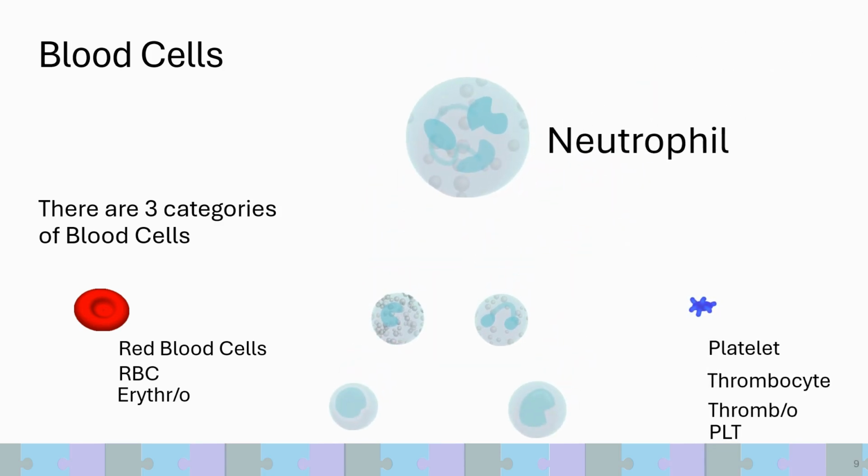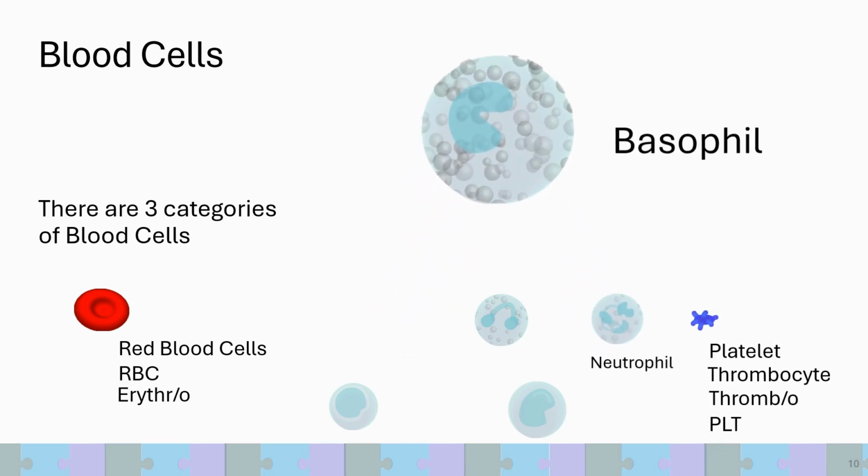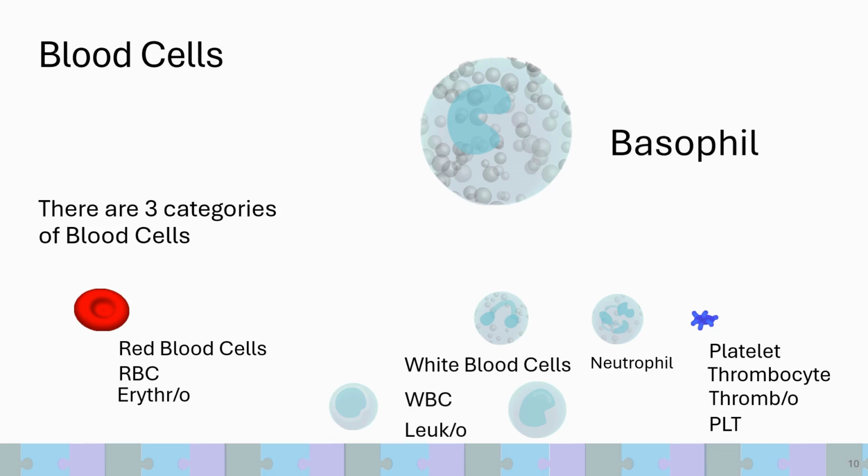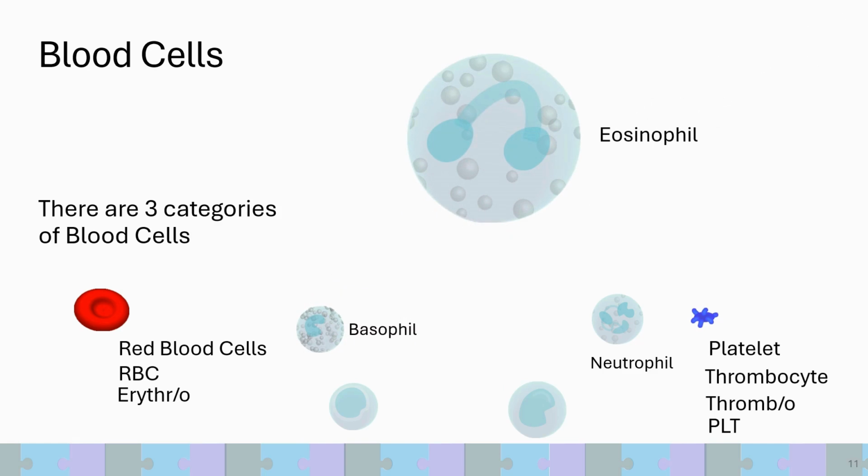So we're going to look at some subtypes of white blood cells. Again, there's a lot more nuance to this and some other components, but we're going to look at our 5 main subtypes. And first up, we have our neutrophil. Again, it is a subtype of white blood cell. Next up is our basophil. This one is referred to as an eosinophil.